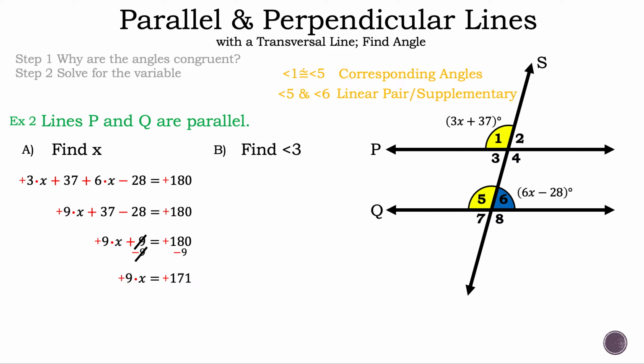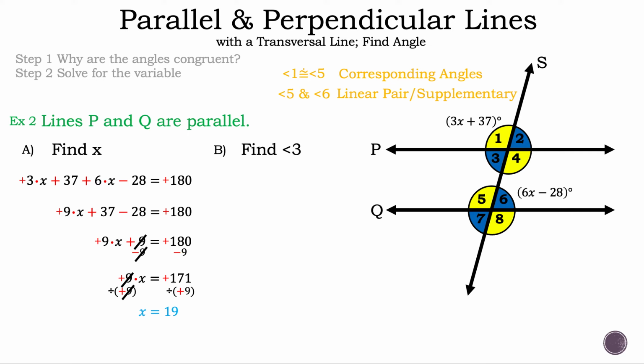We said times, and the inverse of times is divide, so we're going to divide the left side by positive 9 so we can isolate x. And those two numbers cancel, and we now need to do it to the right hand side, so now we're going to divide positive 171 by positive 9, and the result is 19. So x is equal to 19. That is our answer for part A.